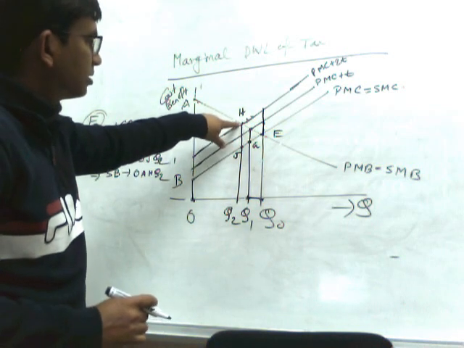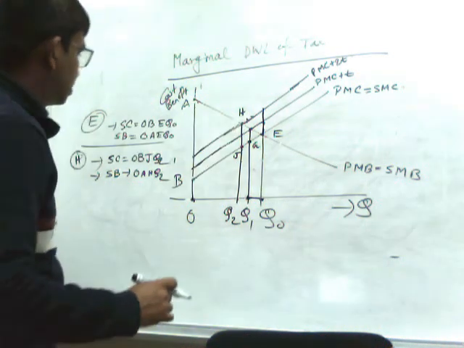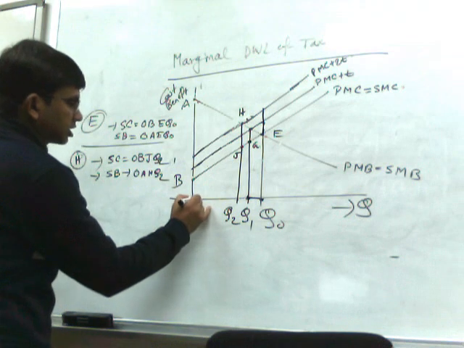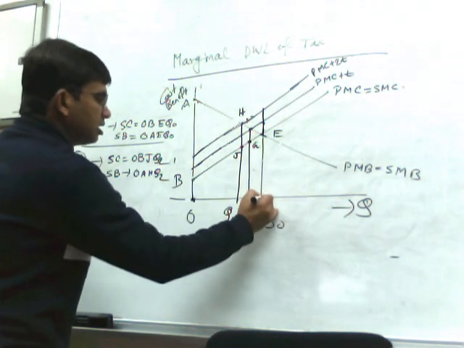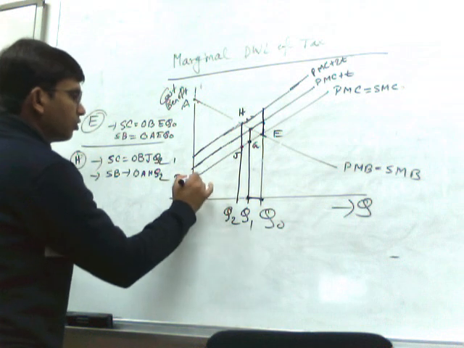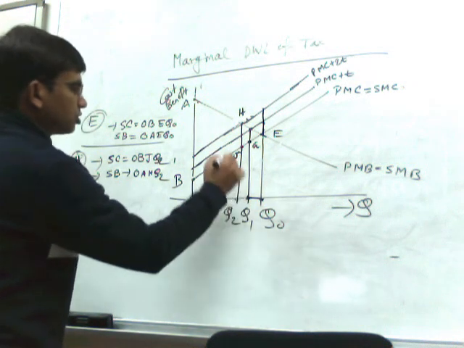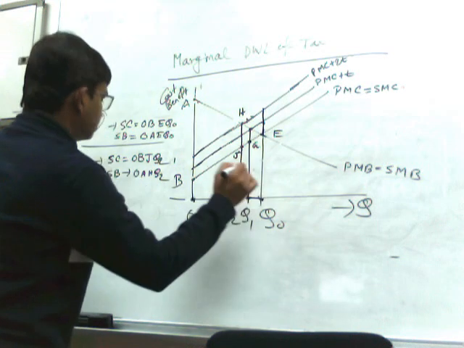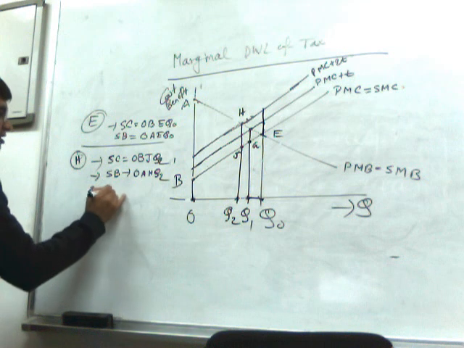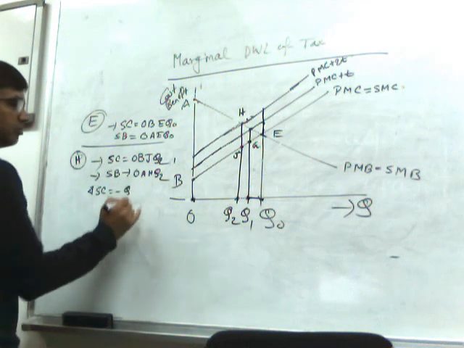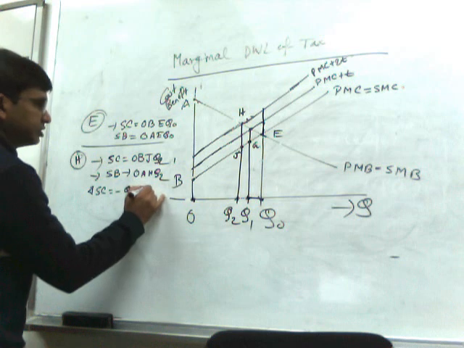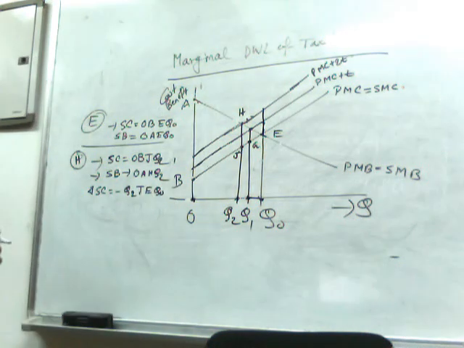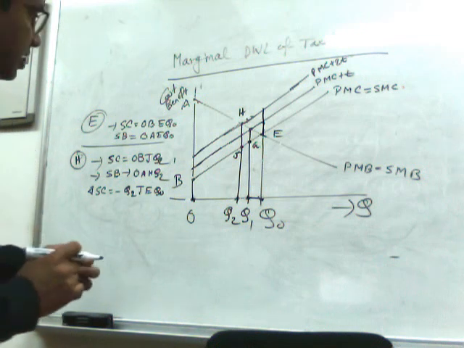social cost? The decline in social cost will be the difference between, initially social cost was O, B, E, Q0, and now it is O, B, J, Q2. The decline in social cost will be Q2, J, E, Q0. Delta SC equals minus the area of the quadrangle Q2, J, E, Q0. And what will be the decline in social benefit?